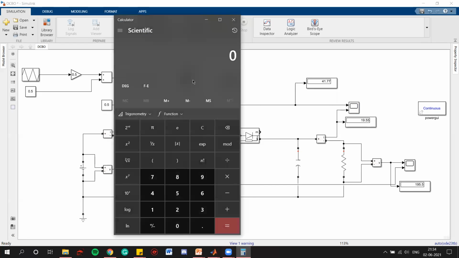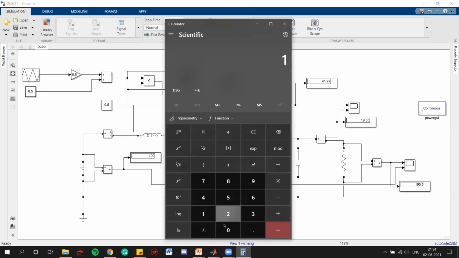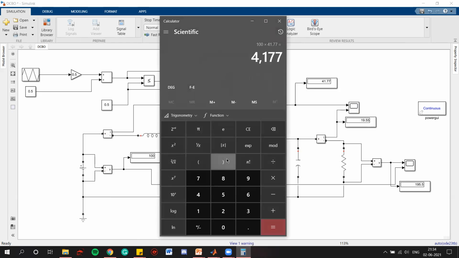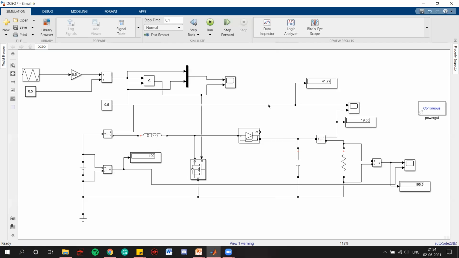So we are multiplying 100, that is V in, into I in, that is 41.77. We will get 4177. And the second thing, the output, that is 195.5 into 19.55. So here it is 3822. So this is not exactly right. The earlier one was 4177 watt and this is 3800 watt, right?